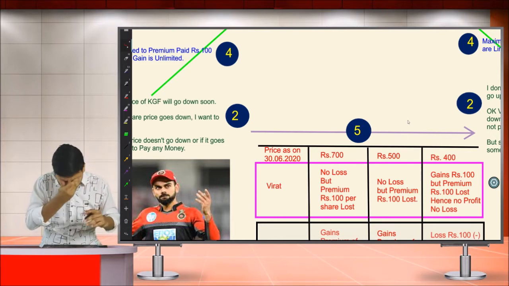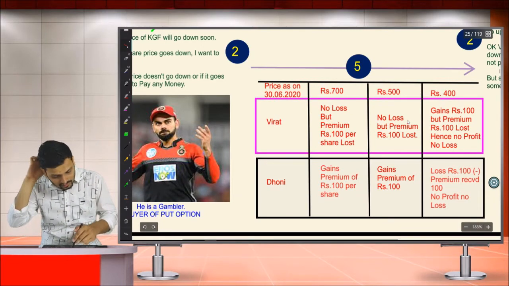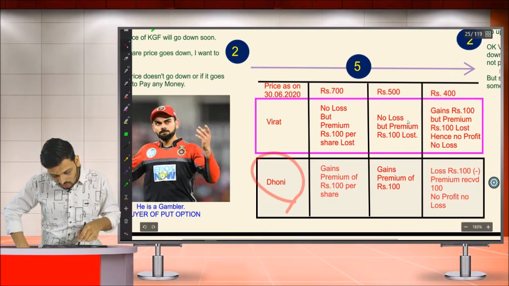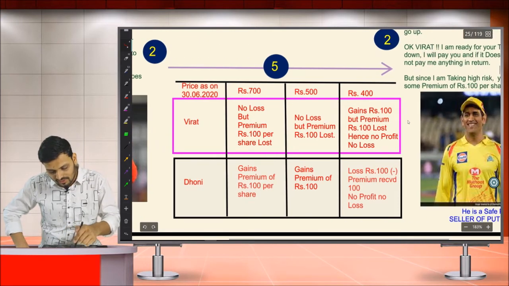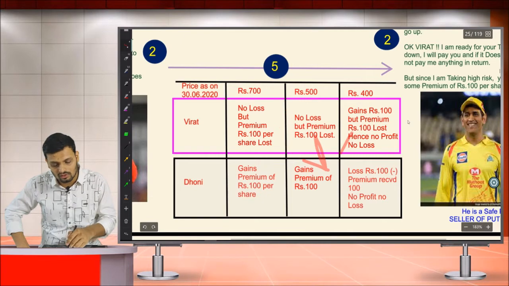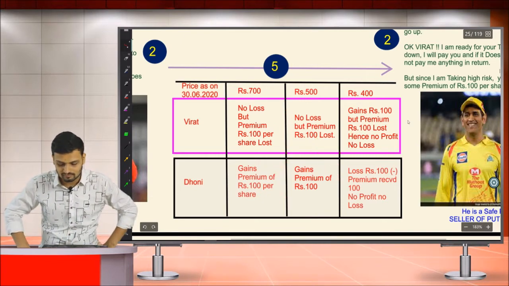That is why he will lapse. He will lapse this contract, but the premium of rupees 100 payable is the premium lost. For Dhoni, he gains premium of rupees 100 per share. If the share price is 500, no loss, but premium of rupees 100 is lost. Gains premium of rupees 100.